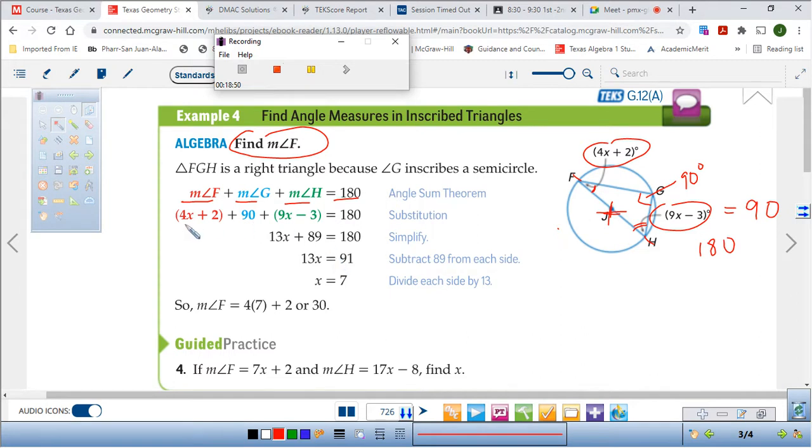Now, collecting like terms. Let me see, this gives me 13x. This right here, 92 minus 3, is 89. Subtract 89 from both sides, gives me that. Divide by 13, divide by 30. You get that. Okay, so then we plug that back into angle 7, and we get this. Questions over that, guys?